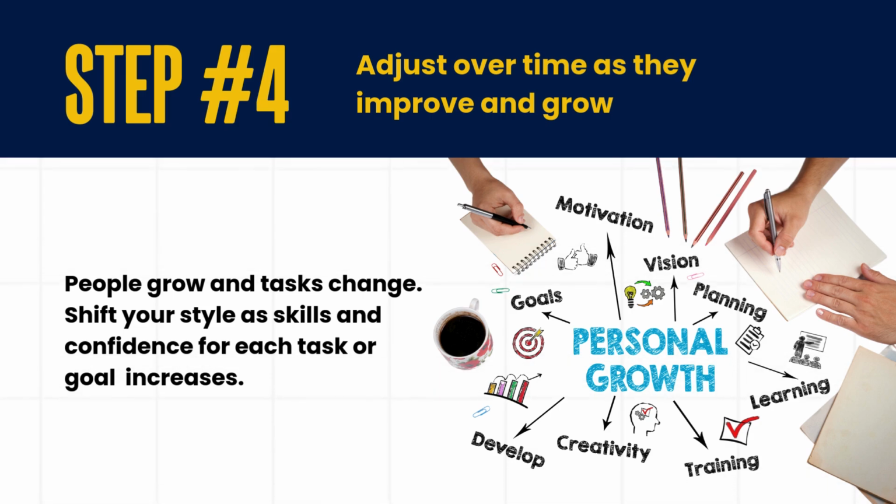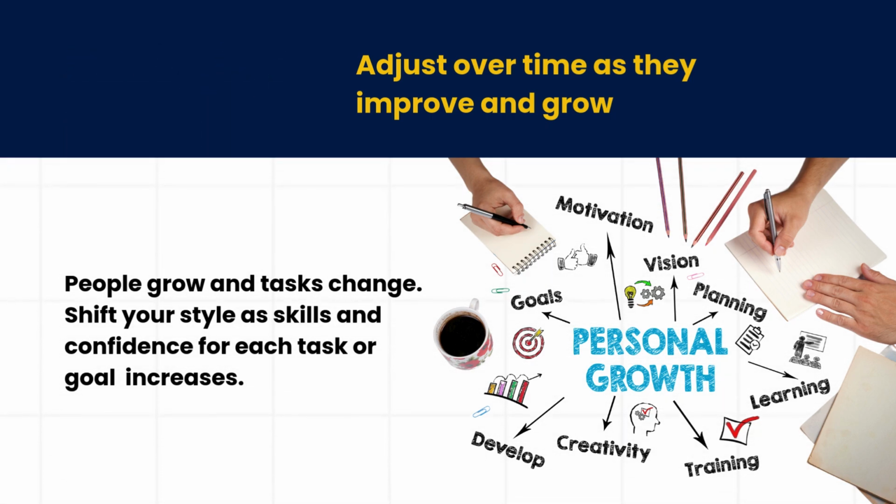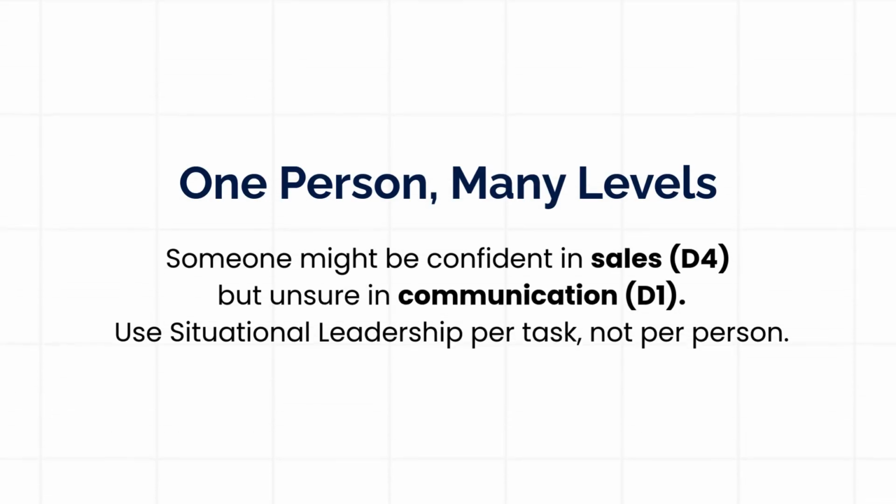People grow, tasks change, situations change, so you may need to shift your style as skills and confidence for each task or goal changes or increases. One person, many levels. Somebody may be confident in sales, but unsure in communication. So this is why in situational leadership it is very important that we look at it per task and not per person.